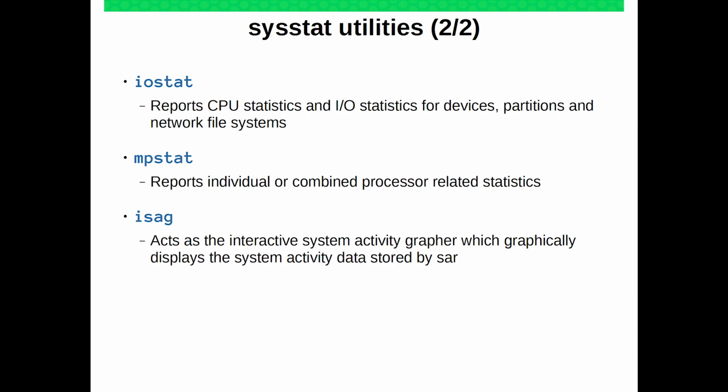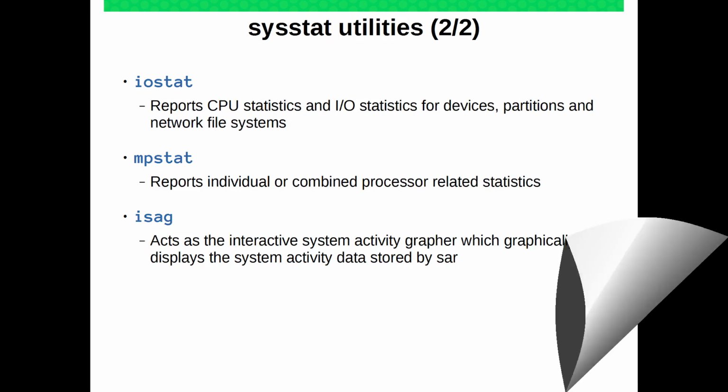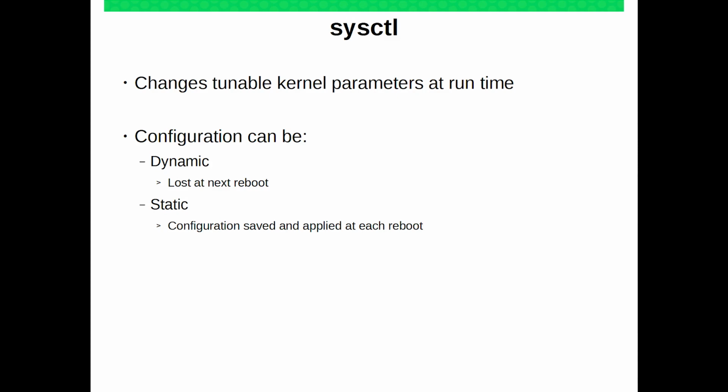You also have IOStat, which is great for CPU statistics, IO statistics based on devices, partitions, and then even network file systems can be tracked through that. You also have the MPStat command and the ISAG. MPStat reports individual or combined processor-related statistics. So how's the CPU actually functioning? And ISAG is an interactive grapher, allowing you to create visualizations of how performance data is being collected by SAR.